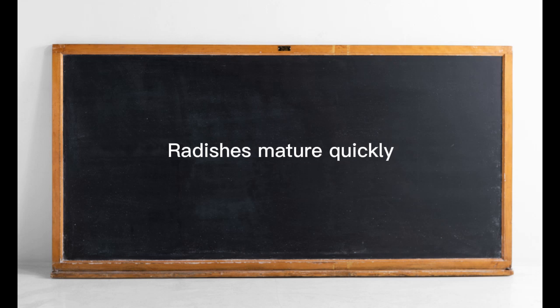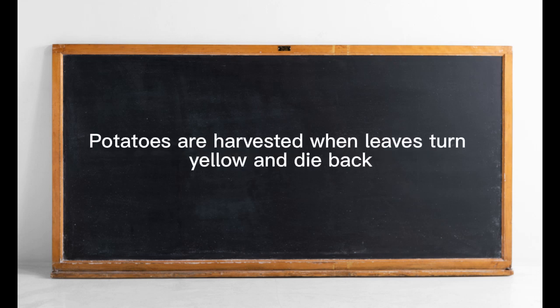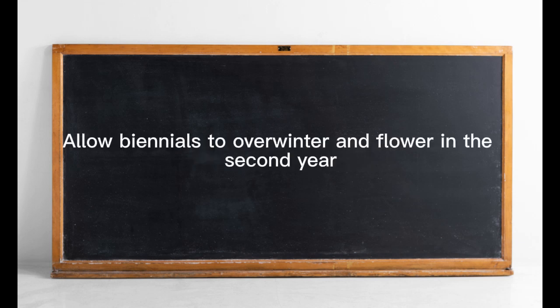Harvesting: radishes mature quickly. Carrots and beets take 60 to 90 days. Potatoes are harvested when leaves turn yellow and die back. Seed production: allow biennials to overwinter and flower in the second year.